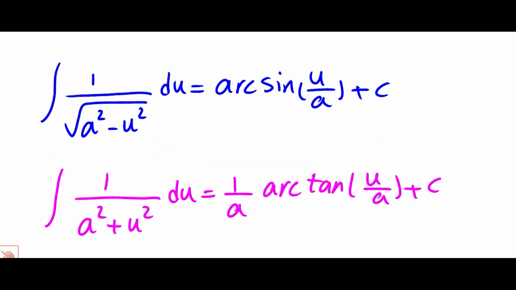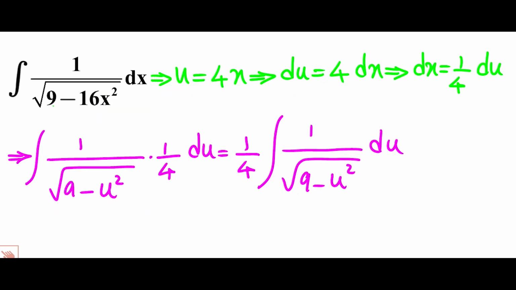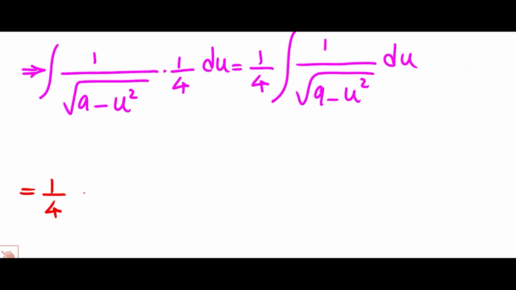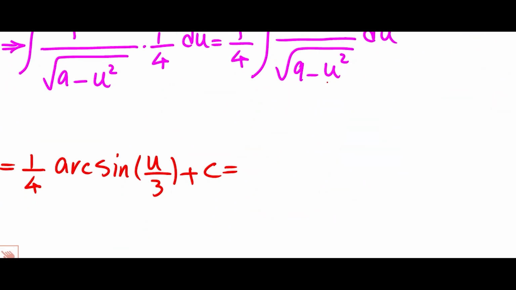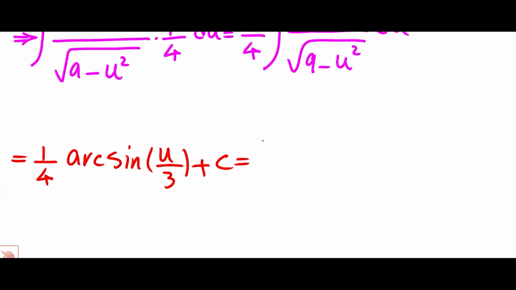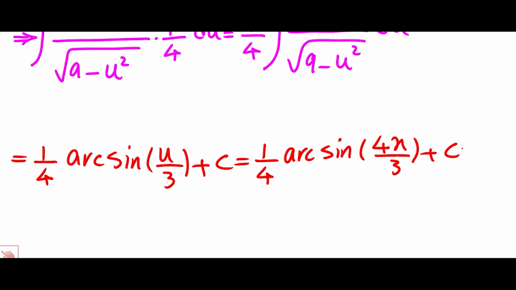Now use the general arcsine formula with a equals 3. So we have 1 over 4 arc sine of u over 3 plus c, and as you know, u is 4x, right? So we have 1 over 4 arc sine of 4x over 3 plus c.